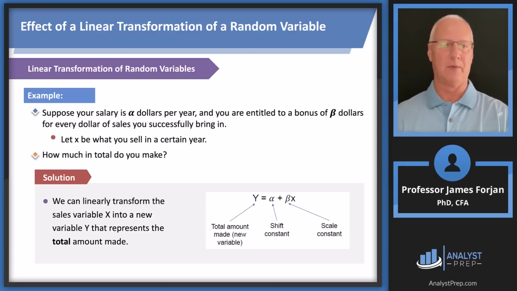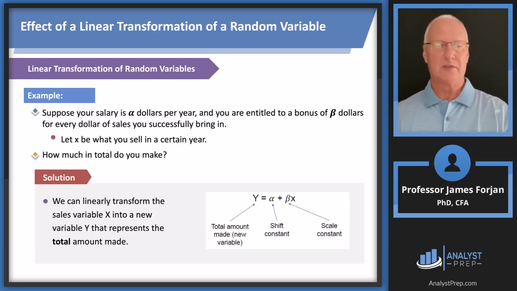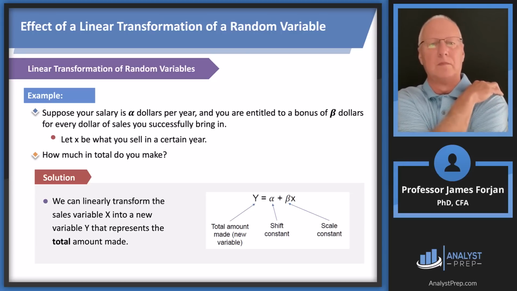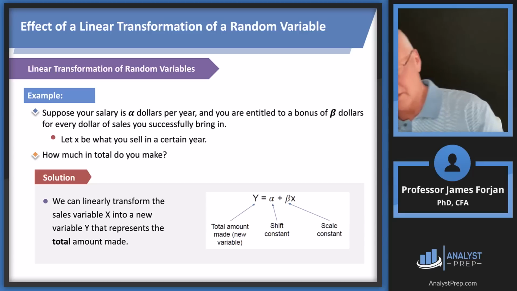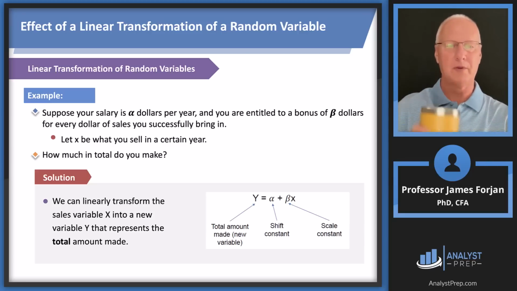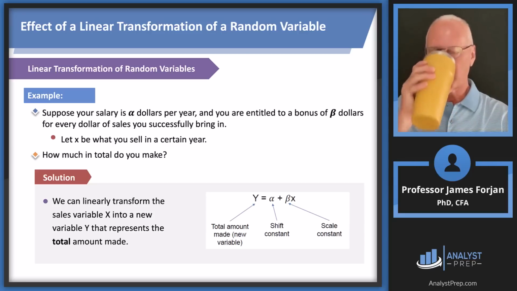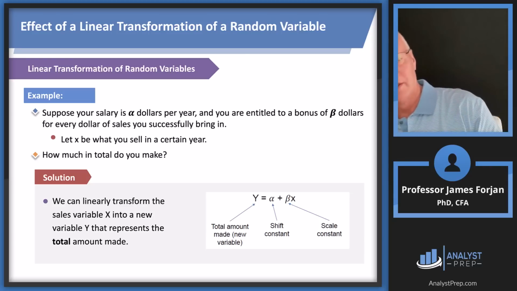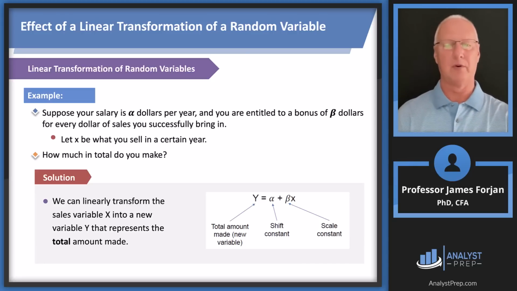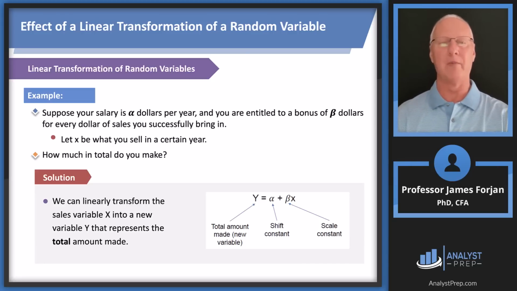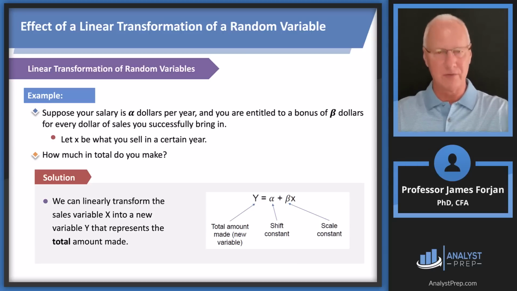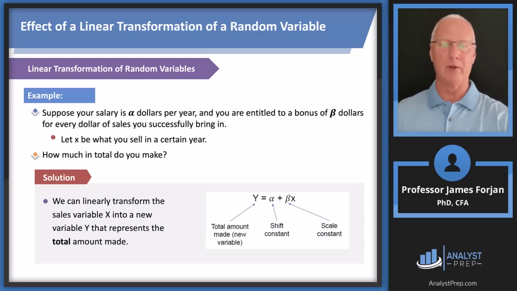So here's a quick example. We've got alpha dollars per year as our salary, and we have B dollars as a bonus. So X is going to be something like, what can you sell during a certain year? In other words, how much are you going to make at the end? So we transform the sales variable and add the Y variable. This is just a linear transformation of two variables, as in a regression analysis.